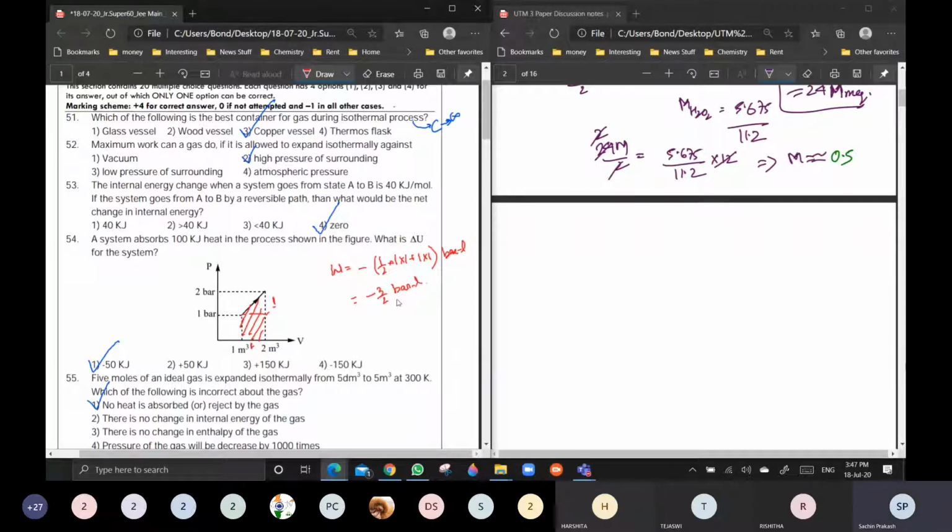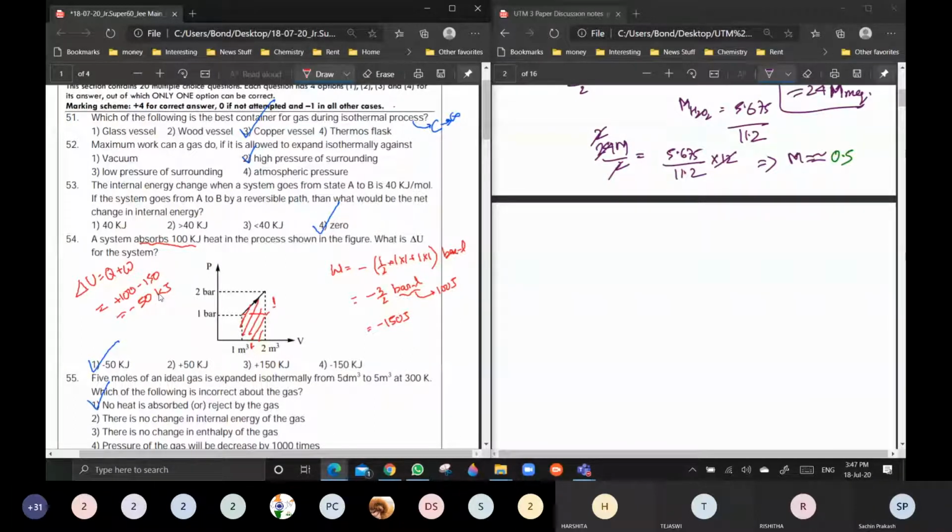And bar liter is how much? 1 bar liter is 100 joules. This is minus 150 joules. Okay. Now delta U is equal to Q plus W. And Q is how much? Q is absorbed, so plus 100 joules. Minus 150, minus 50 kilojoules.